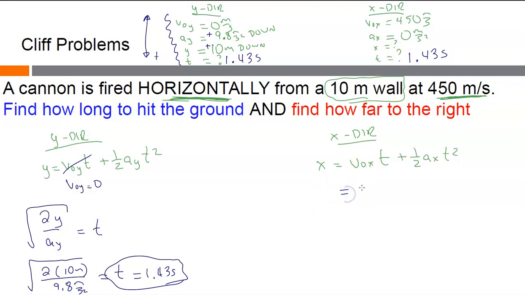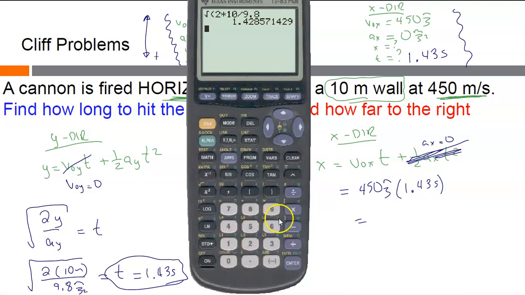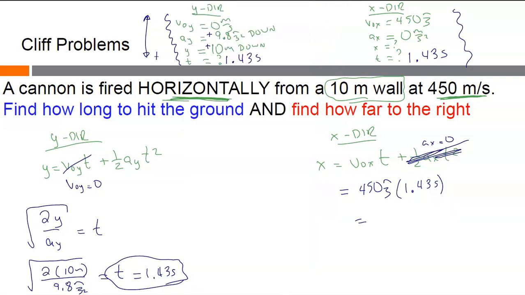The initial velocity in the x direction was 450 meters per second. I'm looking at these numbers now. The time was just determined to be 1.43 seconds. A sub x is equal to 0. Half times 0 times t squared is 0. That's gone. All I have to do is multiply 450 times 1.43. 1.43 is already there, so I go times 450, and I got my answer, 643 meters. Okay, and we're done.